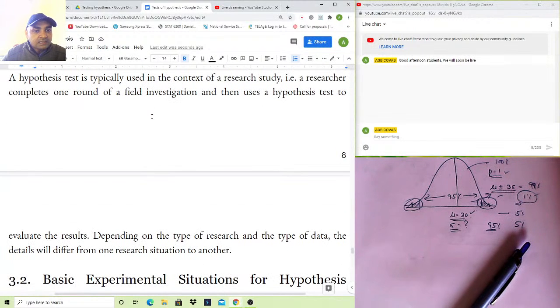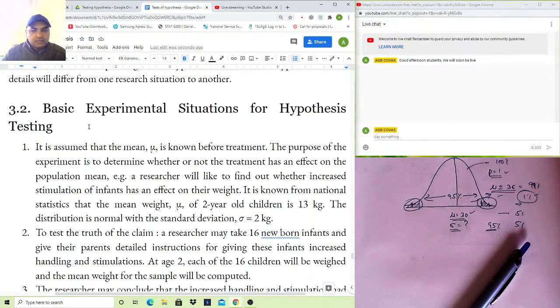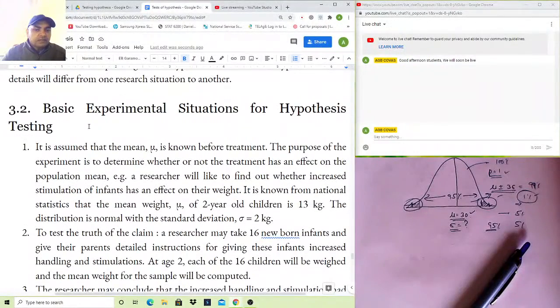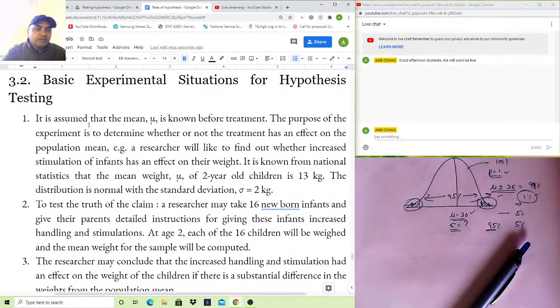A hypothesis test is typically used in the context of a research study, where researchers complete one round of field investigation and then use a hypothesis test to evaluate the result. Depending on the type of research and the type of data, the details will differ from one research situation to another. So we will be discussing the steps involved and the different situations in which we use the basic hypothesis test.